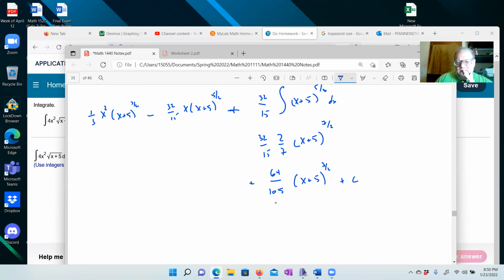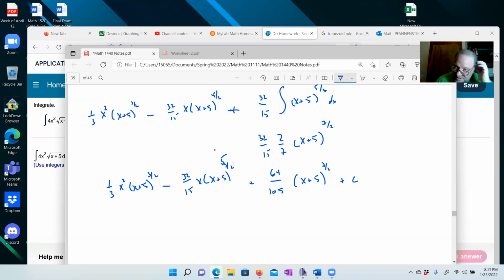And then what's going to happen here, these are just going to come down. So this is 32/15 x times (x plus 5) raised to the 5 halves minus, and then we have 1/3 x squared times (x plus 5) raised to the 7 halves. Okay. So those are our, oh, this is a 5 halves here, so don't let me mess that up again. Okay, so that is our 3 terms. Okay, x squared, x, none. And that would be our integral.